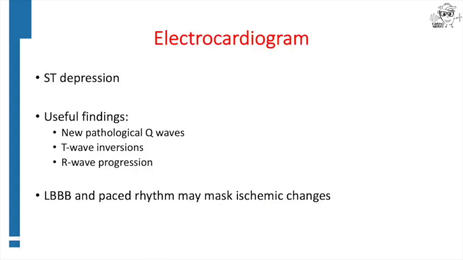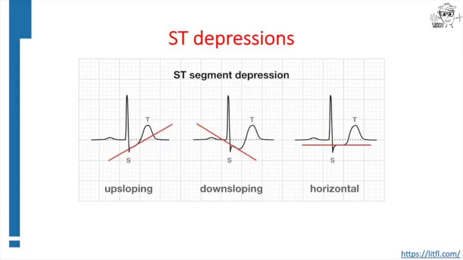Some of the findings you want to look for include ST depressions and others such as new pathological Q waves. With a left bundle branch block or paced rhythm, ischemia may be hard to define. In the setting of a left bundle branch block, the Sgarbossa criteria may be used to indicate the likelihood of MI. A little about ST depressions.